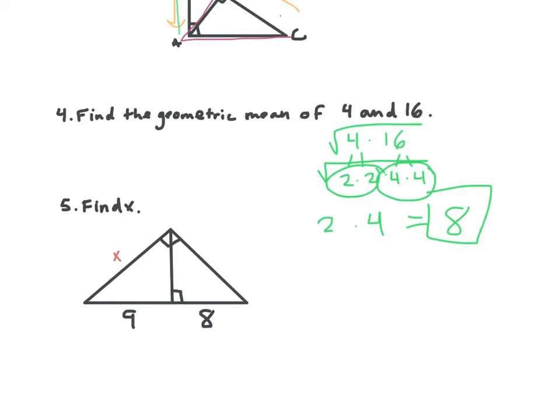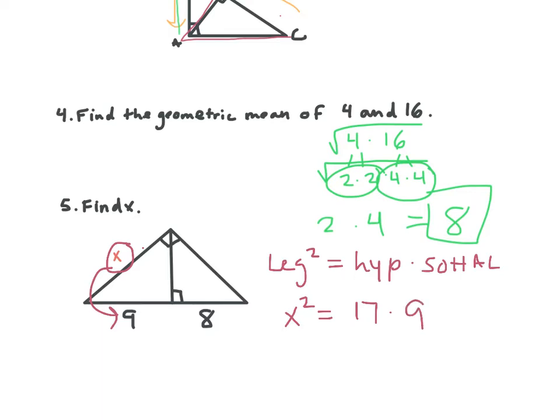Okay, number 5. Find x. So what part of the triangle is x here? The leg. So what formula are we going to use here? Leg squared is equal to hypotenuse times the segment. So what are we going to put for leg? x squared. What's our hypotenuse? 17. And what's our segment? 9. So remember, it's the segment that's closest to the leg we're talking about.